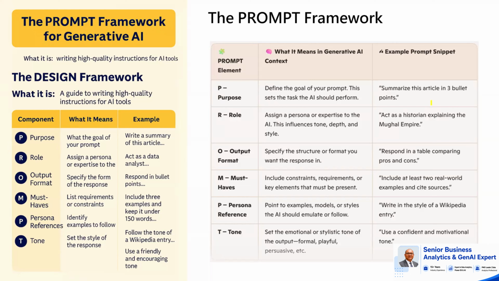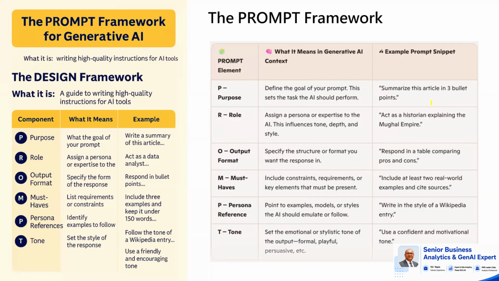So these are the 6 things. If you remember, you have to give a purpose. You have to give a role. You need to define the output, how you want the output, and what things it should include, must have, and that reference, example, and last is the tone. So can you guys remember this prompt? P for purpose, R for role, O for output, M for must have, P for persona, reference or example, and T for tone. If you remember these 6 things, you will write a good prompt.